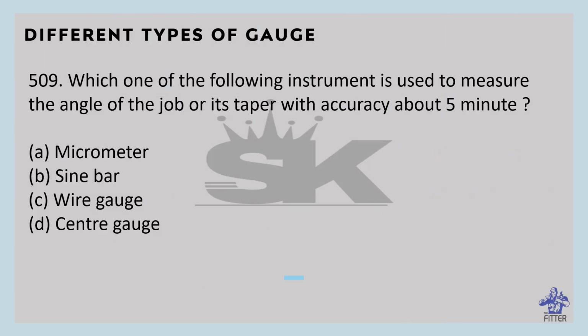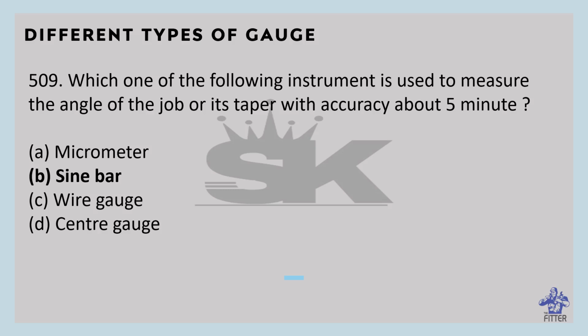Which one of the following instruments is used to measure the angle of a job or its taper with accuracy of about 5 minutes? We have discussed that in the previous slides. So here the answer is sine bar. A sine bar is used to measure the angle of the job or its taper with accuracy of about 5 minutes.